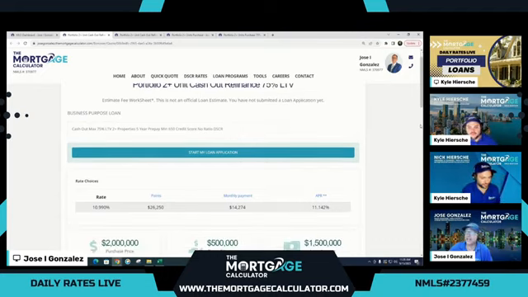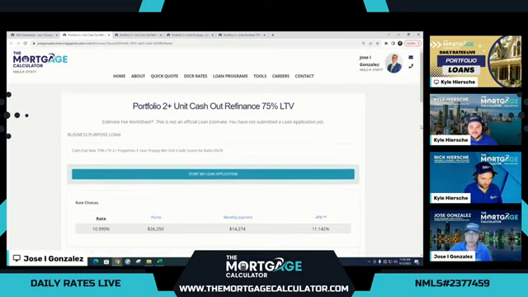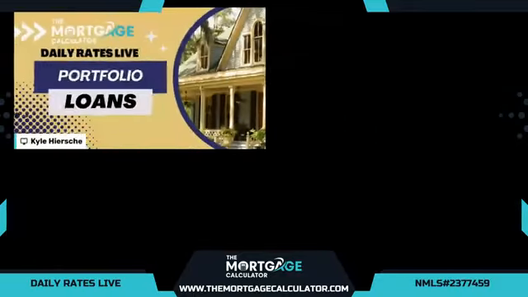And again, you will note 75% LTV on the cash out refi, 75% LTV on the purchase. So there really aren't too many options out there to do a 75% LTV, no ratio DSCR cash out refinance, and much less on a portfolio loan. So very good options here at the mortgage calculator for your portfolio loans.